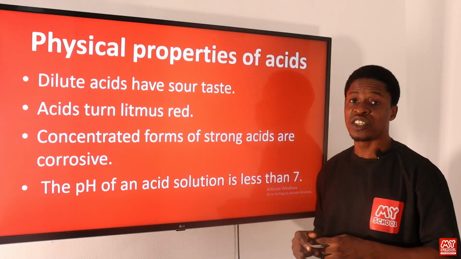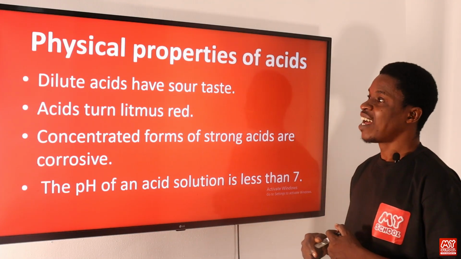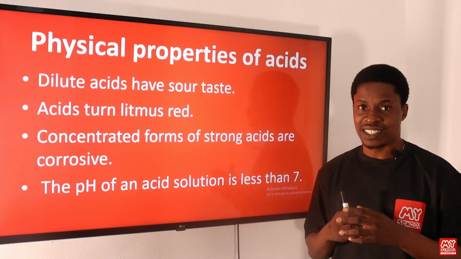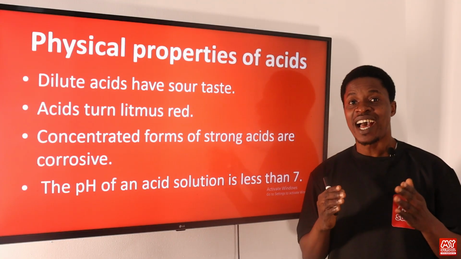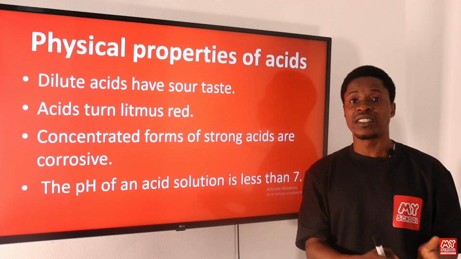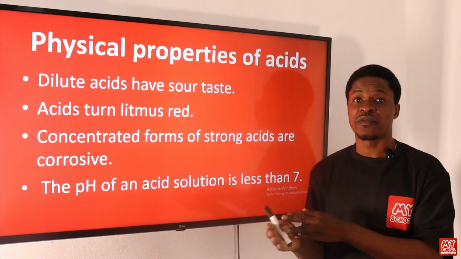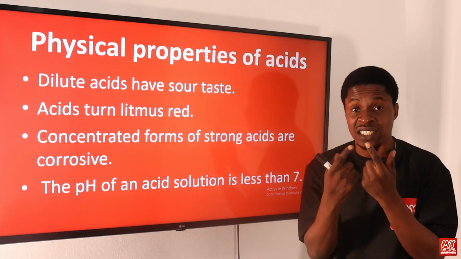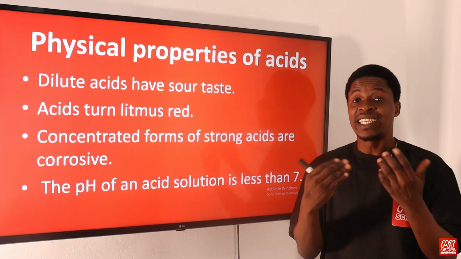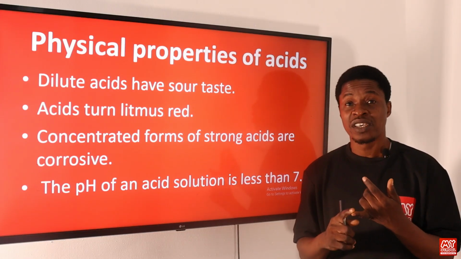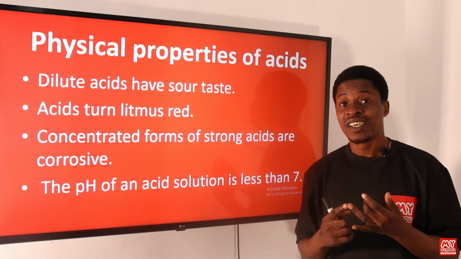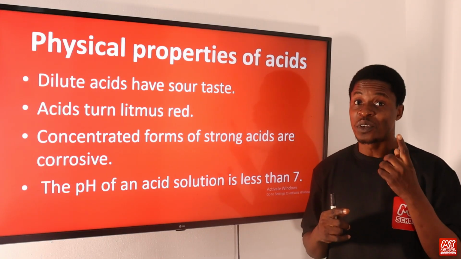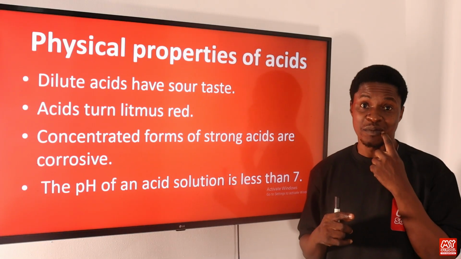Let's look at the physical properties now of acids. Usually when we are talking about properties of substances in chemistry, we look at it from the physical aspect, and then from the chemical aspect. Physical aspect is what you can see with your eyes, the changes and differences that you can use to identify them. For instance, we talk about the changes that occur in color. Those are physical. We talk about the taste. Not all chemicals can be tasted.